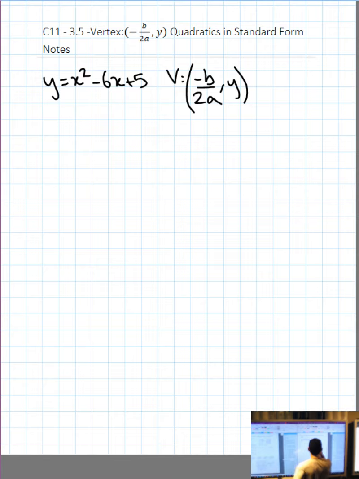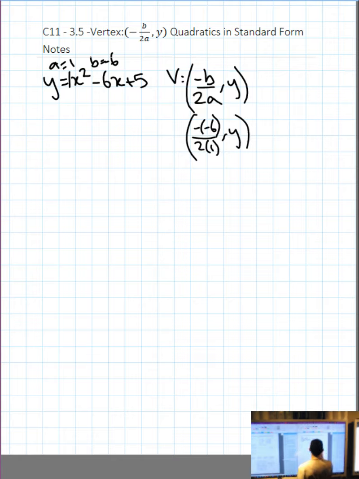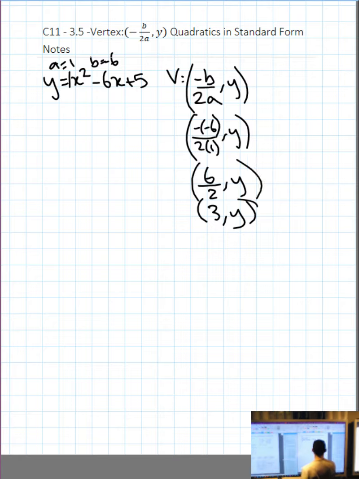On the left-hand side, the b value is b equals negative 6, so we substitute negative 6 in for b. The a value in front is just equal to 1, so we put 1 in for a. And it's just comma y. We can simplify that: negative 6 is positive 6, 2 times 1 is 2, so we get 3, comma y. Brackets around it. Circle your answer.